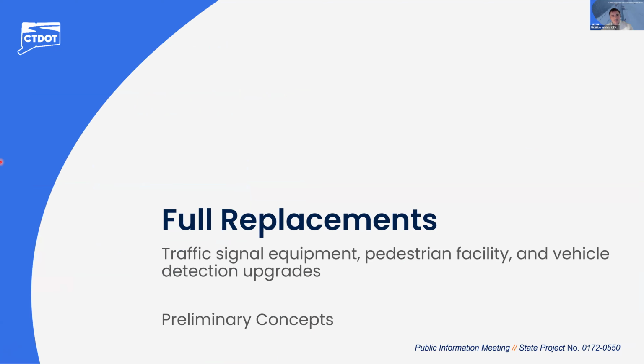Good evening, everyone. My name is Nick Welsh with CTDOT. I'm the project engineer for State Project 172-550. I'm going to talk about the 13 full replacement locations in this project. So these locations are going to be getting new mast arms, new span poles, vehicle detection, and pedestrian facilities. So we're going to go one by one through each location in the project.